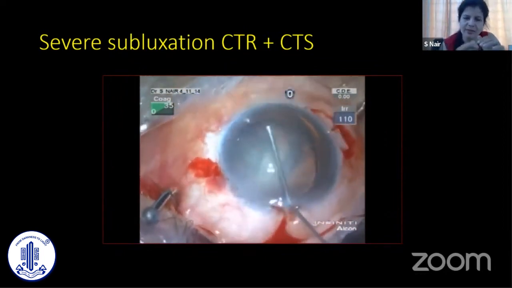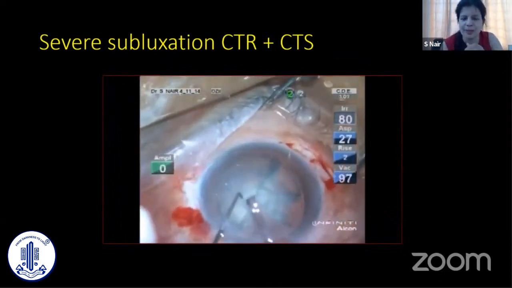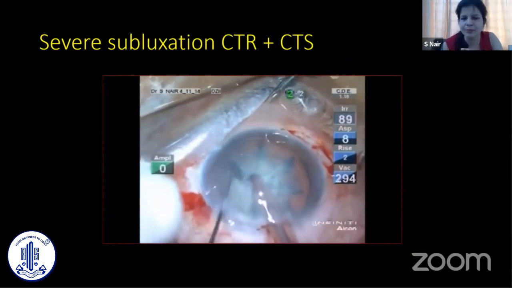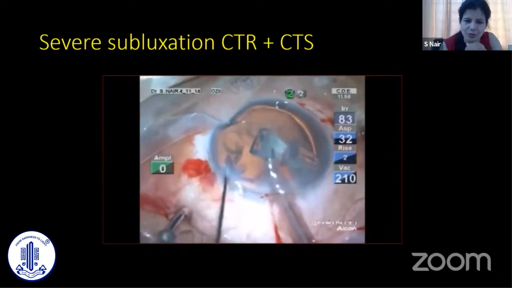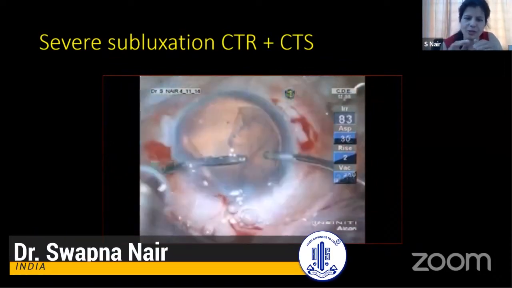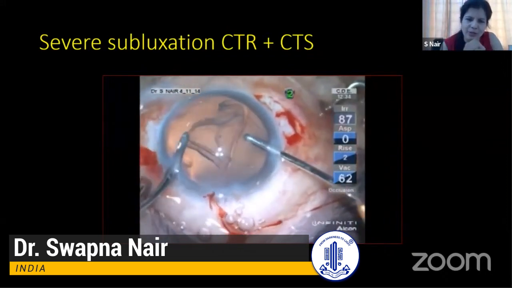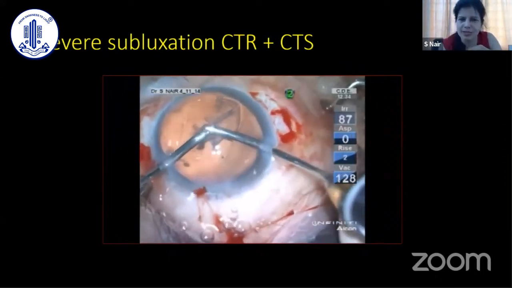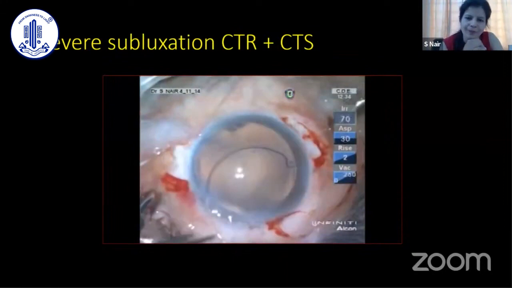So there is a relatively good hydrodissection happening, which is very important for maneuvering of the nuclear particles during phaco emulsification. I would like to bring to your notice that the vacuum and the aspiration rate all have to be slightly reduced to make sure that the lens does not move too much. Now, once the nucleus is evacuated, cortical aspiration is also another point which needs to be taken care of, which I'll be coming to slightly later on in the talk.